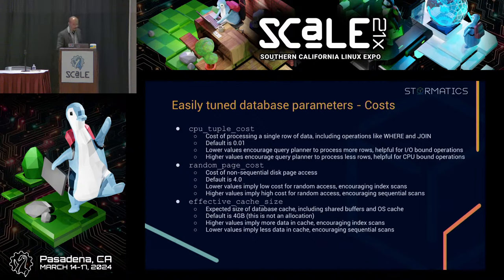The default value is 4 GB, but the point to note over here is that this is not an allocation. This is an indicator to the query planner as to the amount of cache size that is available to it so that it can plan its queries accordingly. Higher values, of course, imply that there's more data that can be put in cache, and that encourages index scan because you can very quickly access it. And lower values imply that there's less data in cache, so you might need to go to the disk, and it encourages sequential scans.